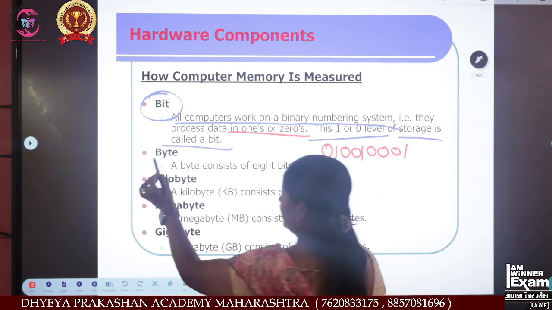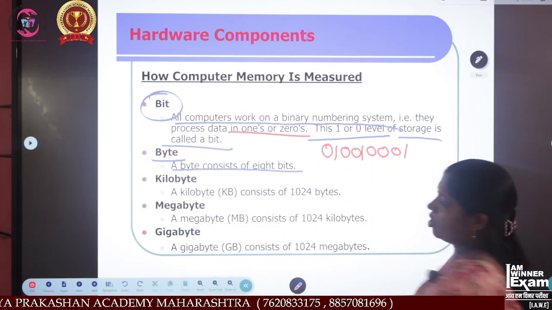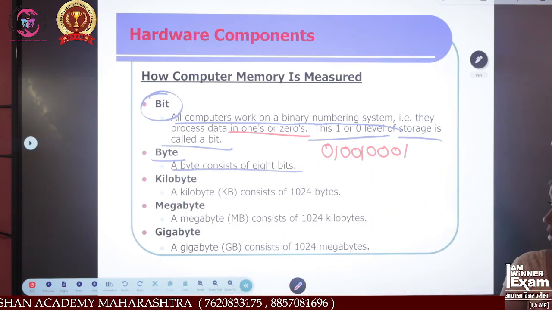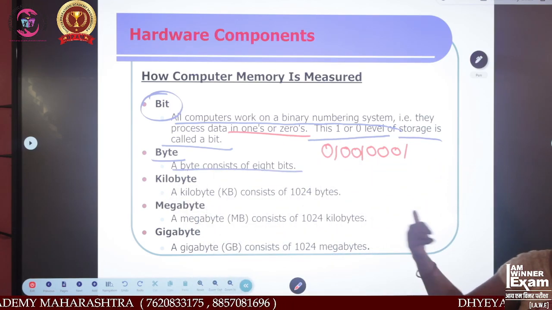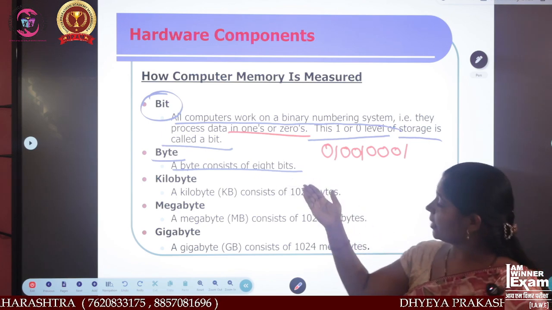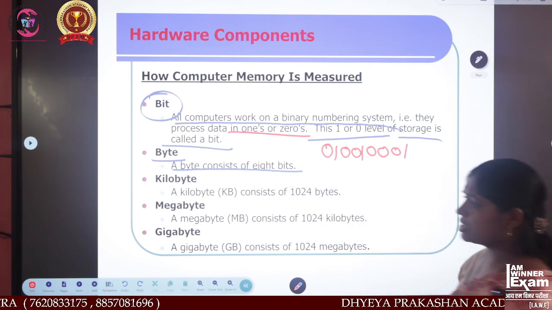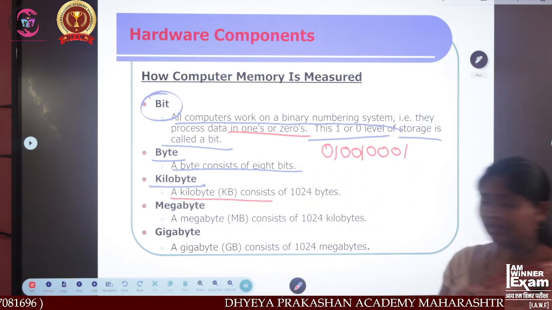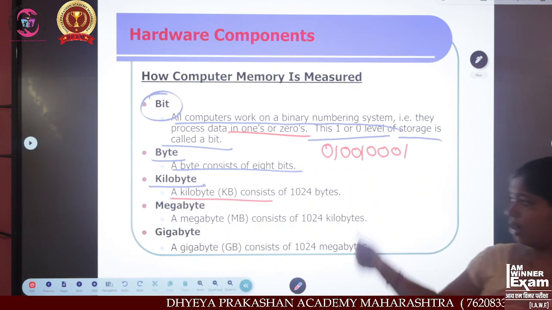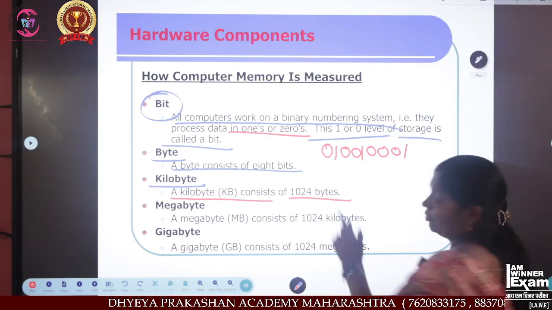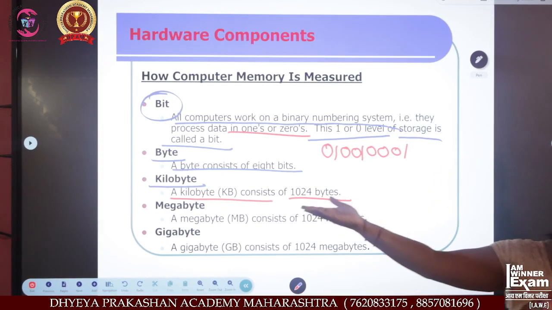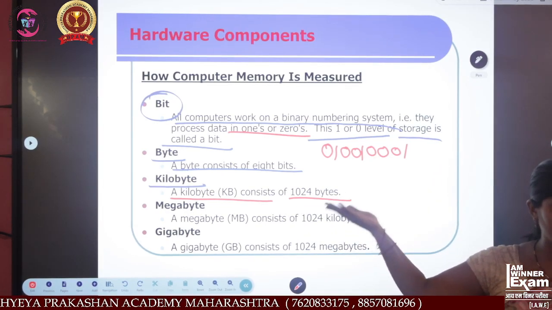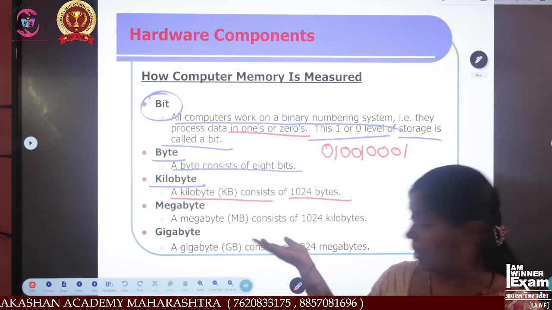Byte. A byte consists of 8 bits. Next is kilobyte. A kilobyte, KB, consists of 1024 bytes.